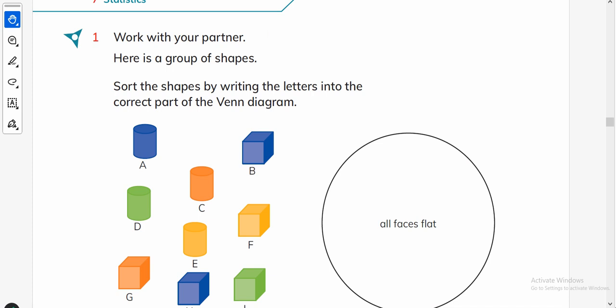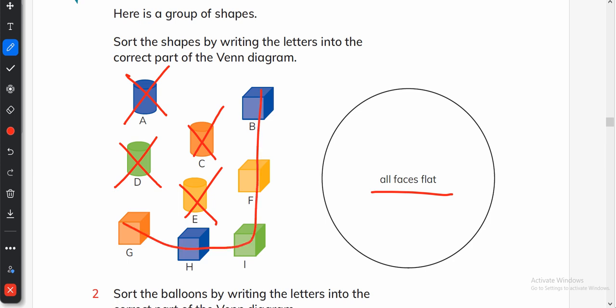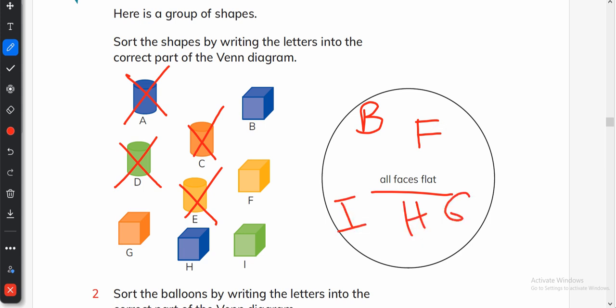Okay, work with your partner. Here is a group of shapes. Sort the shapes by writing the letters into the correct part of the Venn diagram. The correct part of the Venn diagram: all faces flat. The cylinder has a curved face, again a curved face, and the curved face. And all of these shapes are cubes, and they have flat faces. Let me write B, F, I, H, and G.